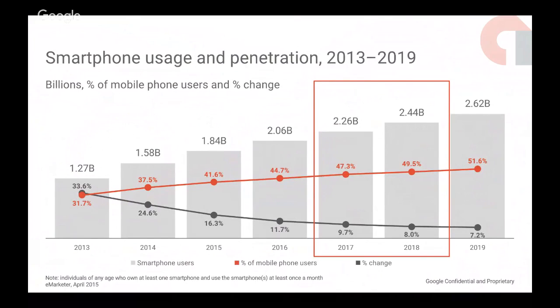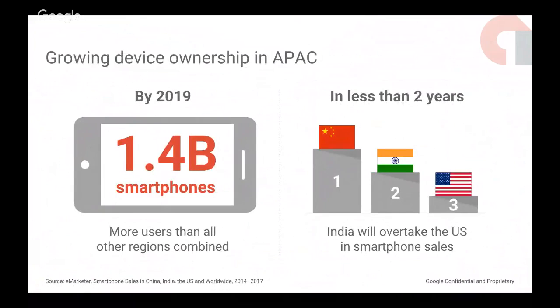From 2013 to 2019, the number of mobile phones, especially the smartphone, has grown double. In 2013, as you can see, there was 1.27 billion smartphones, and it's projected in 2019 there will be 2.62 billion smartphones. The number of smartphone devices growing is mostly coming from APAC. By 2019, we projected that there are going to be 1.4 billion smartphones in Asia Pacific. Smartphones are going to grow significantly in China and India, especially in Southeast Asia. Indonesia is another country that's driving most of the growth. India will likely take over the US in smartphone sales.